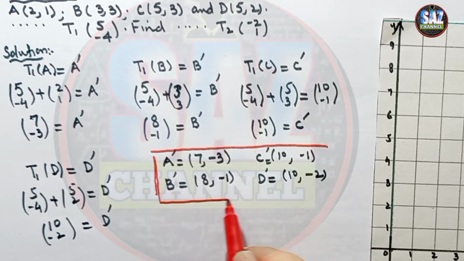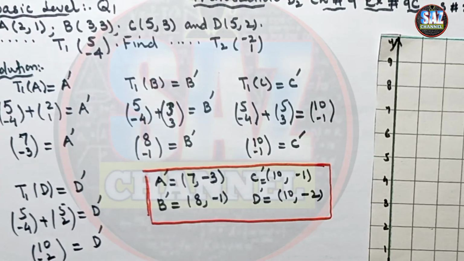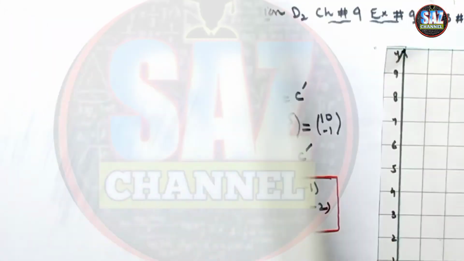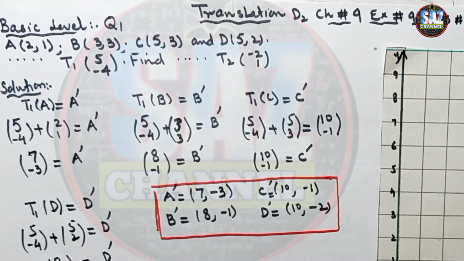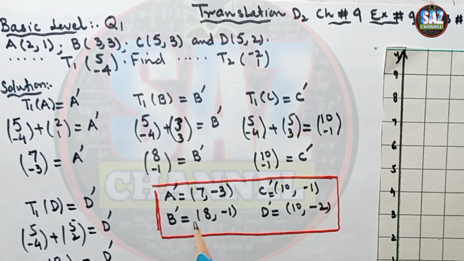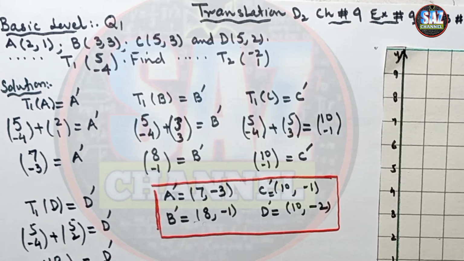Now let's move to the second part of the question, that says find the image of the new quadrilateral if it undergoes the translation vector T2. This is the image of the quadrilateral ABCD under the translation vector T1, and now we have to find the image of the new quadrilateral A dash, B dash, C dash, and D dash under the translation vector T2.